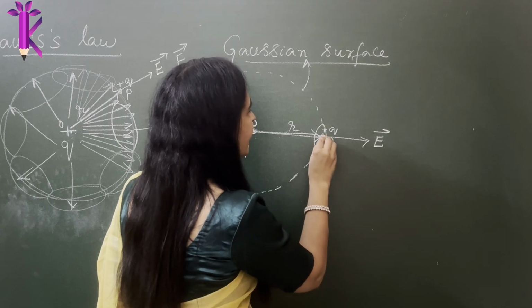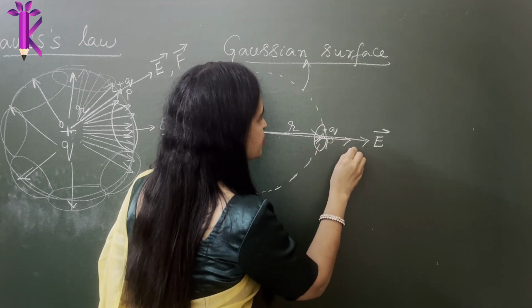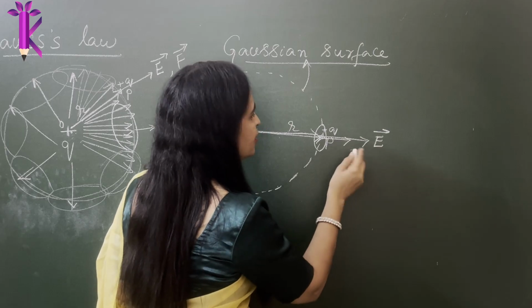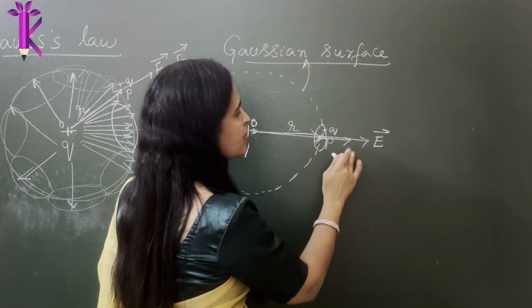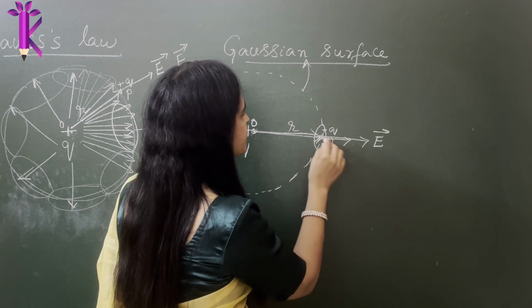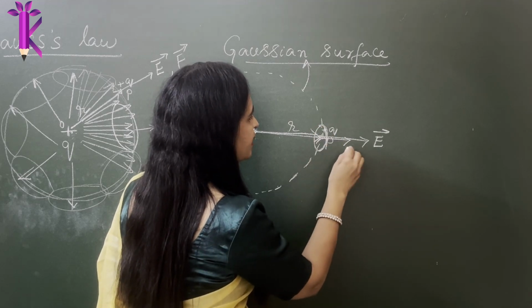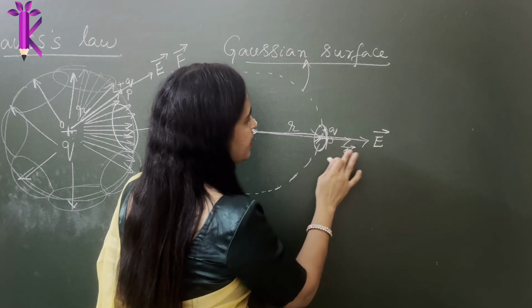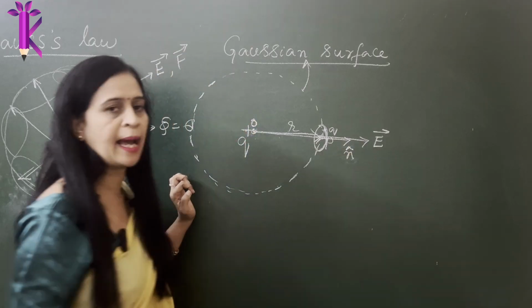Also, what will be the direction of the area vector? The area vector will also point in the same direction. So you can call the area vector n cap, the normal, or you can also call it S cap. Generally we call the area vector the normal, so n cap, right?